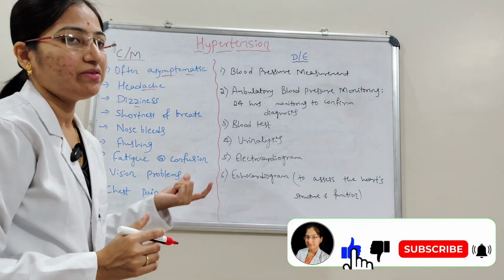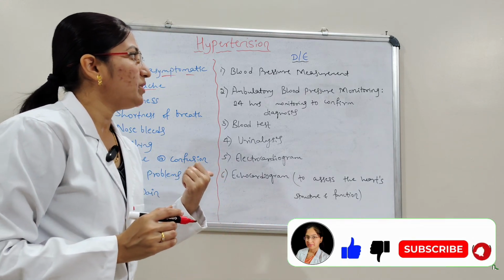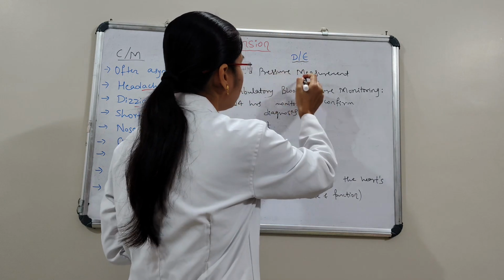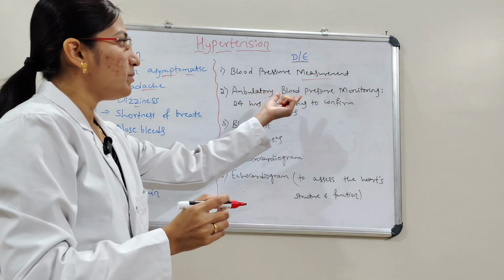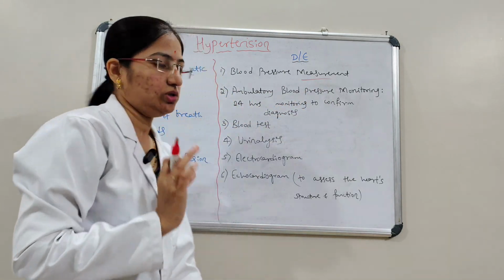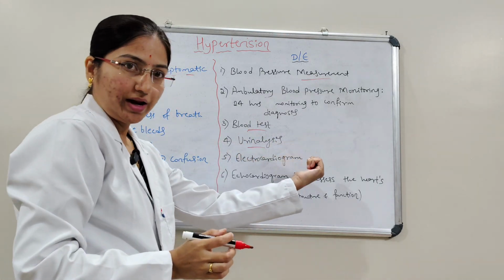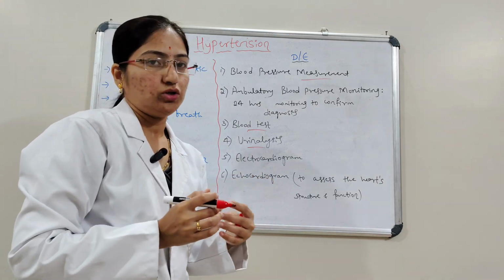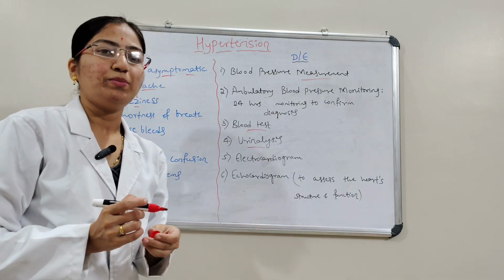Next we will see the diagnostic evaluations. Here first and foremost there will be the physical examination and the history collection. After that blood pressure measurement by using a sphygmomanometer. After that ambulatory blood pressure monitoring, that is 24 hours monitoring to confirm diagnosis, and then blood test, urine analysis, after that electrocardiogram, after that echocardiogram, to assess the heart's structure and functions. These are the diagnostic evaluations of hypertension.